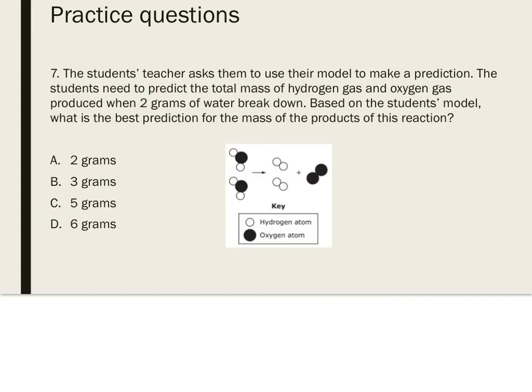And then we have number 7. You're still thinking about that original information. The student's teacher asked them to use their model to make a prediction. The students need to predict the total mass of hydrogen gas and oxygen gas produced when 2 grams of water break down. Based on the student's model, what's the best prediction for the mass of the products of this reaction? Remember it's the same, so we need to go with A, 2 grams.